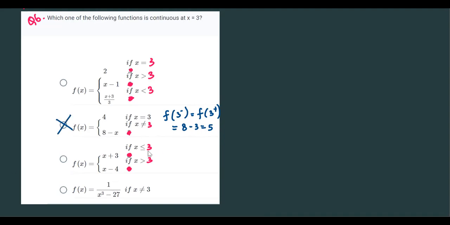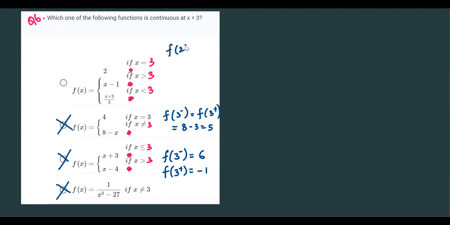Next, for x less than or equal to 3, f of 3 minus is equal to f of 3, which is 6, and f of 3 plus is 3 minus 4, which is minus 1. So left hand limit is not equal to right hand limit. So it is a discontinuous function. And here at x equal to 3, the function itself is not defined. So discontinuous function.